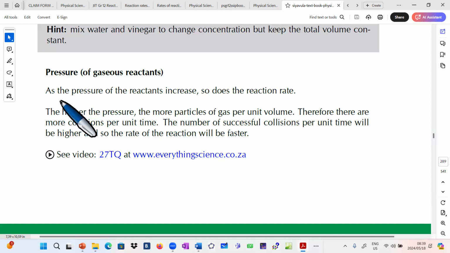Let's discuss pressure in the case of gaseous reactants. We're saying as the pressure of the reactants increases, so does the reaction rate. The higher the pressure, the more particles of gas per unit volume.